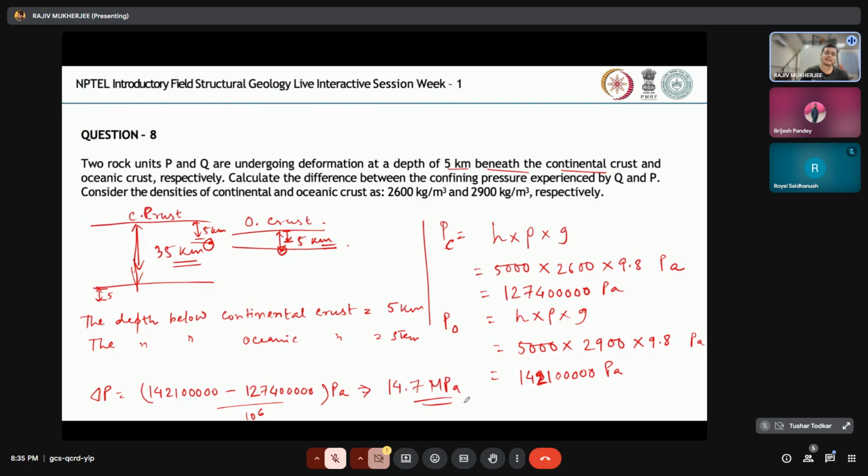This much pressure difference will be generated 5 kilometers beneath the continental crust and 5 kilometers beneath the oceanic crust. So the indirect implication of this exercise is that we gain an insight into the stress required. This pressure that we just calculated is a confining pressure.